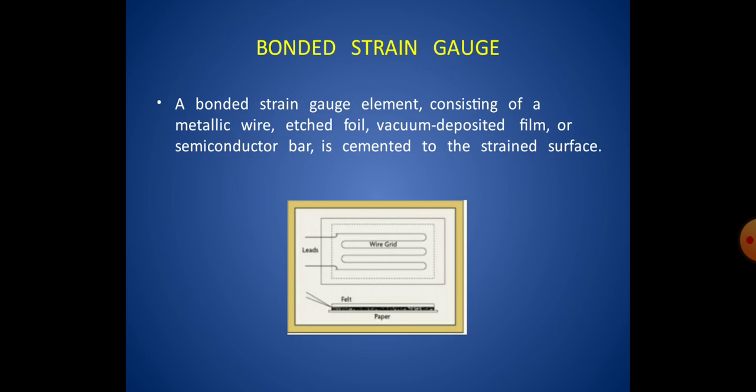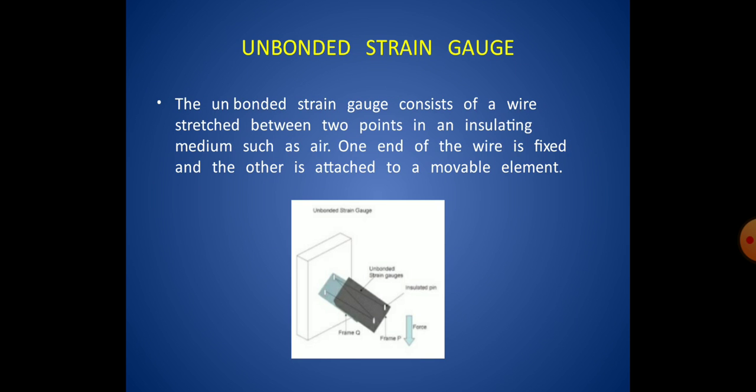Bonded strain gauges consist of a metallic wire, etched foil, vacuum deposit film or semiconductor bar, and are pasted or cemented to the surface for which the strain is measured. Unbonded type strain gauge is also available. It has two leads, two points in an insulating medium such as air. One end of the wire is fixed and the other end is attached to the movable element, that is the measuring side, or the component which is subjected to deformation.